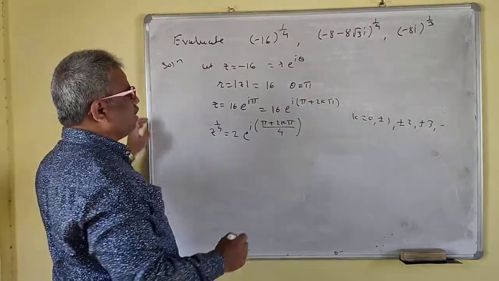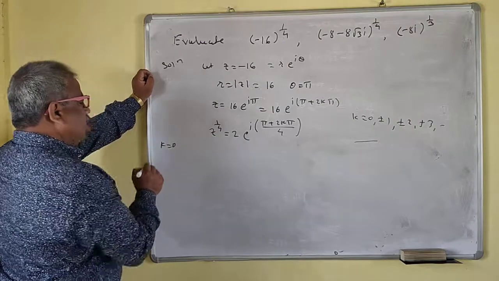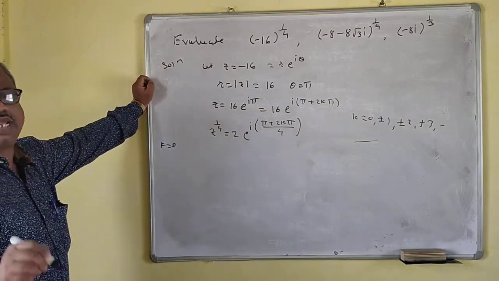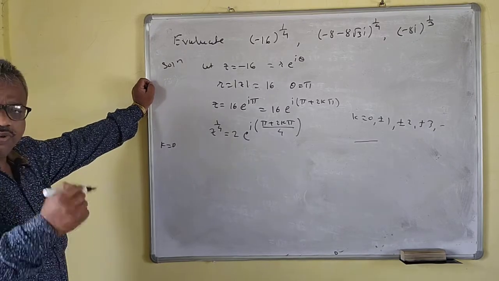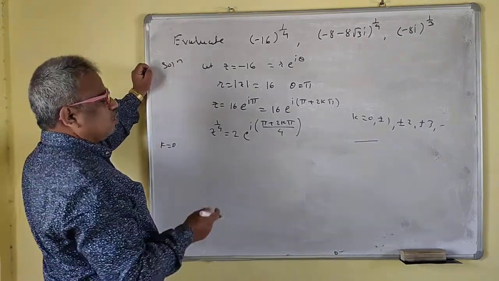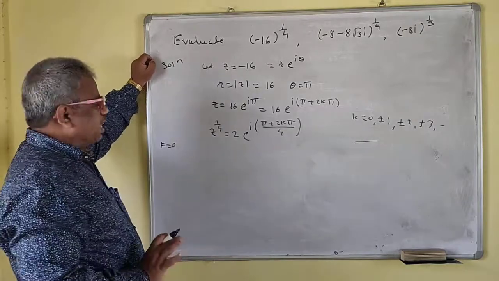So your value of k is like this. You want 4 roots, so we'll put k is equal to 0, k is equal to 1, k is equal to 2, and k is equal to 3. We get the fourth roots of this. If you are able to find the value, then we will find the value. Otherwise, we will keep it as this.